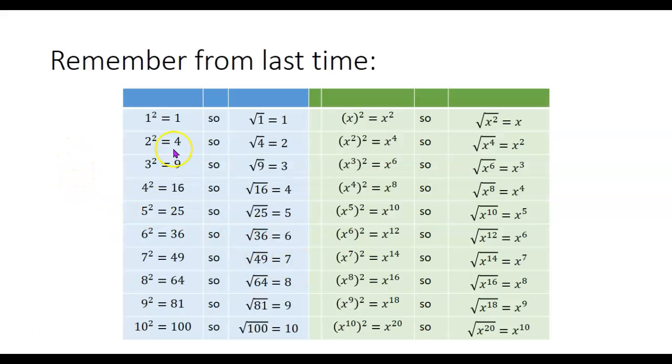First, remember from last time when we were talking about radicals, we did some square roots, and we saw that the square root of x squared is x, the square root of x to the 4th is x squared, the square root of x to the 6th is x to the 3rd, and so on. So when we take the square root of x to some power, we get x to half of that power.